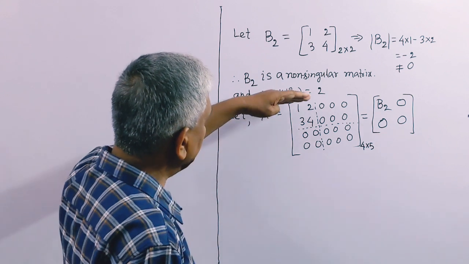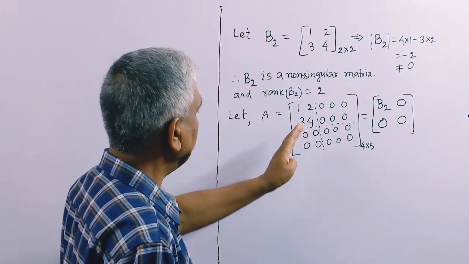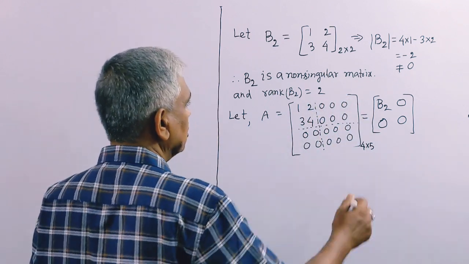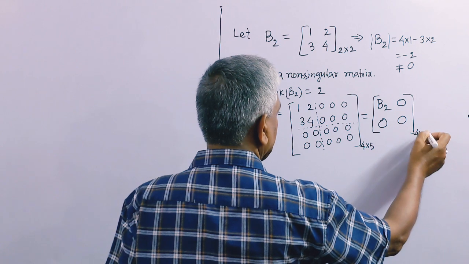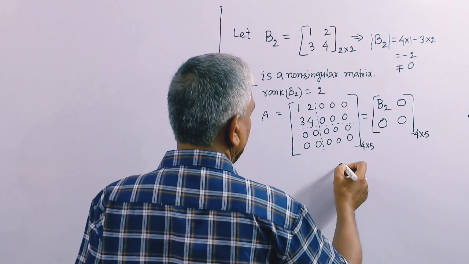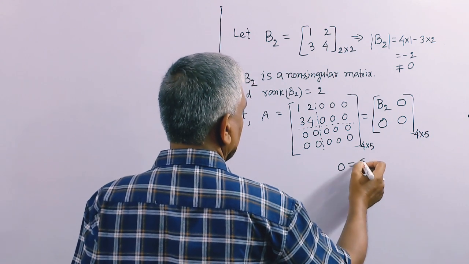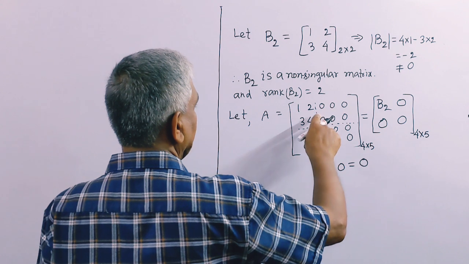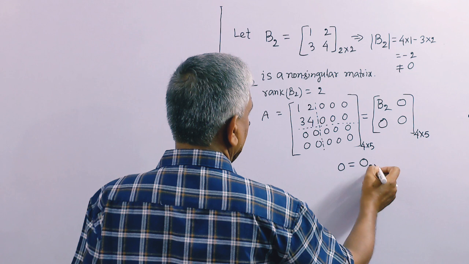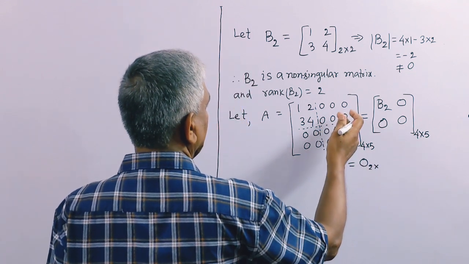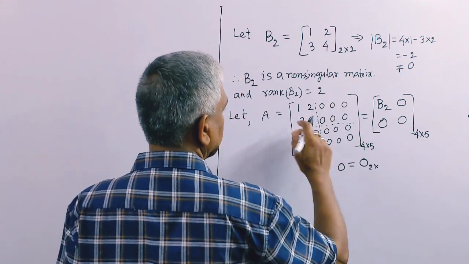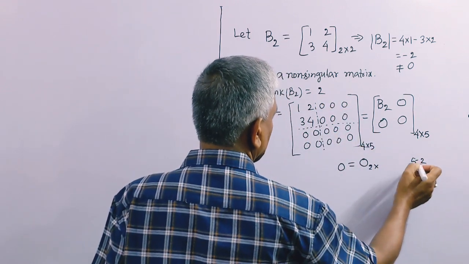Here the number of rows is 4: 1, 2, 3, 4. And the number of columns is 5: 1, 2, 3, 4, 5. So this is a 4 by 5 matrix, in which this 0 matrix is of order: the number of rows is 2 and the number of columns is 5 minus 2, which is 3.